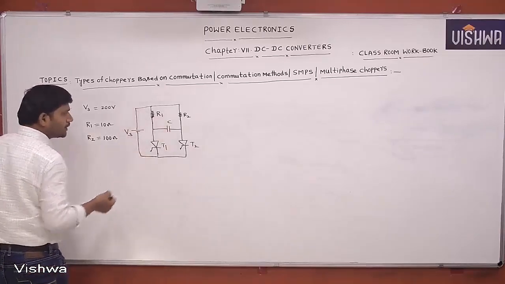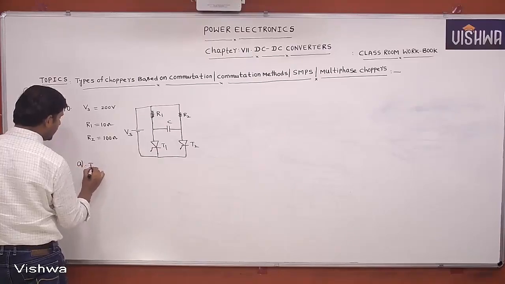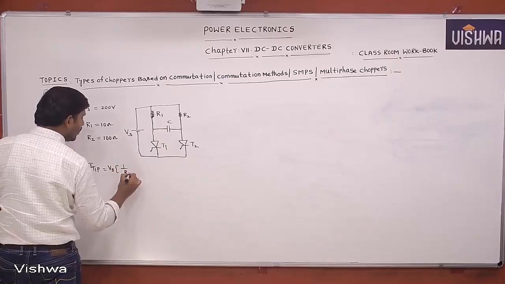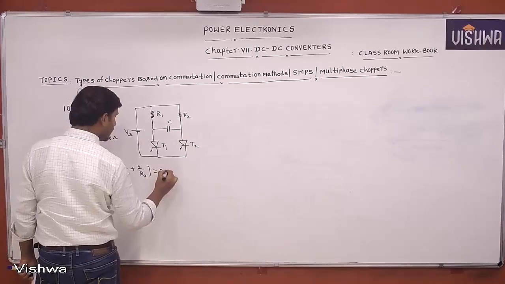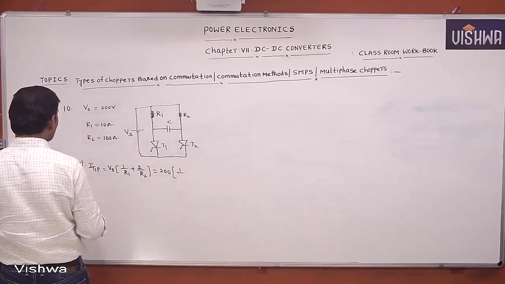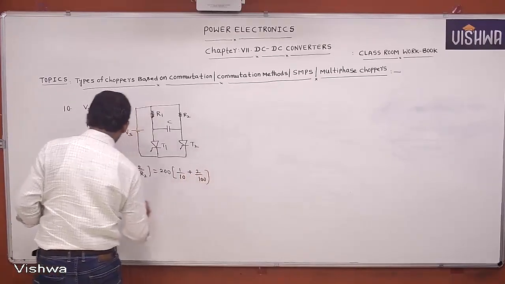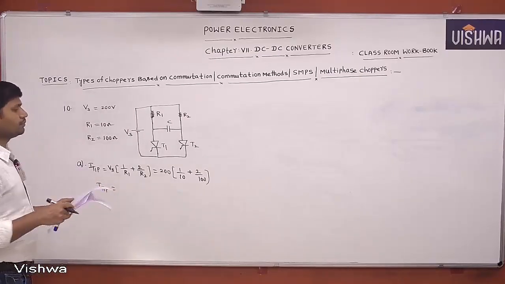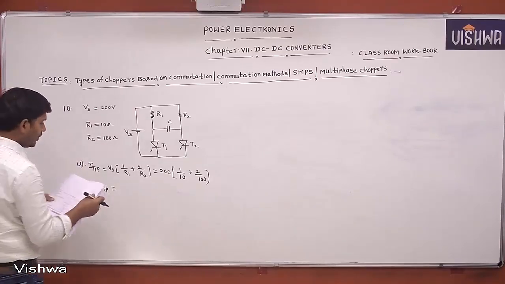This is classic commutation. Already the formulas are given. Peak current through T1 and T2: IT1P equal to Vs into (1 by R1 plus 2 by R2). Vs is 200, R1 is 10 ohms, R2 is 100 ohms. Then the peak current through the T1 thyristor is 24 amperes.